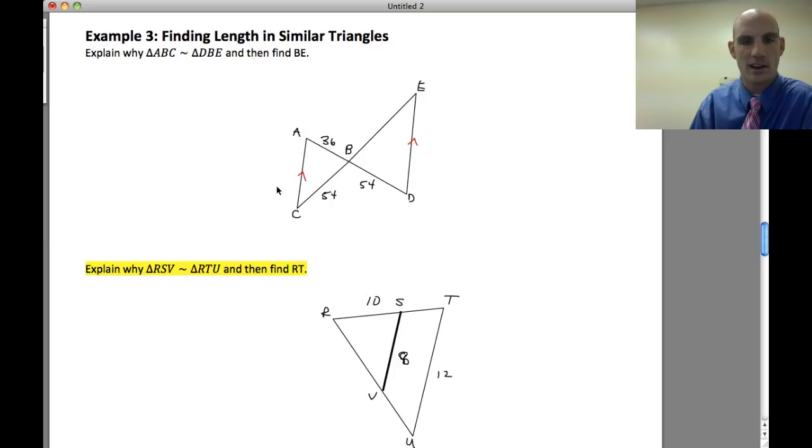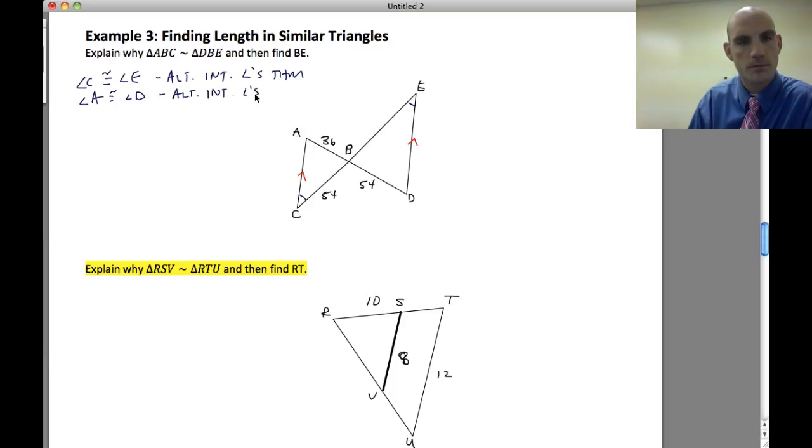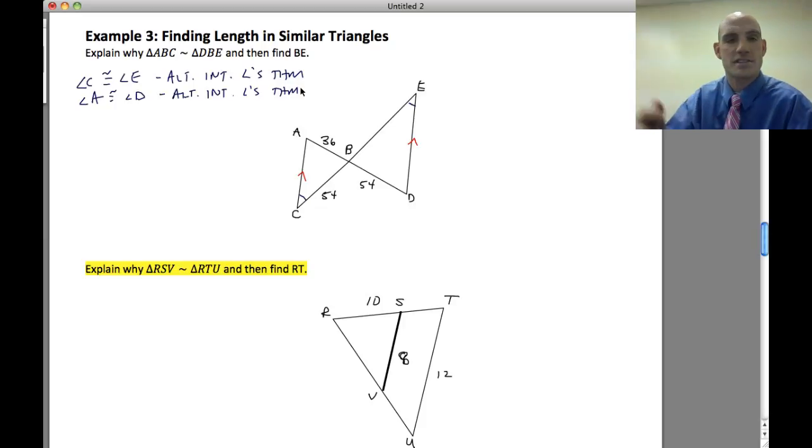First of all, I'm going to use the fact that these lines are parallel to say that angle C is congruent to angle E by the alternate interior angles theorem. And by the same token, I'm also going to say that angle A is congruent to angle D by the alternate interior angles theorem. So that's old stuff, guys. That's stuff we've got to have accessible to us. So now I have two angles that are congruent.